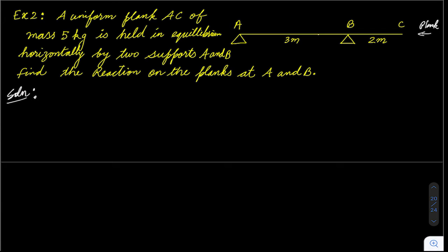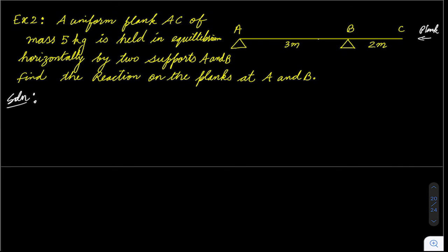What we are going to do first, I think we discussed this in forces and friction also: whenever a mechanics question is there, first try to analyze what are the forces acting on the system. So there will be a reaction force on the plank in this direction. There will be another reaction force at A. Let's call this RA, reaction at A. And there is the mass of the plank, 5 kg.